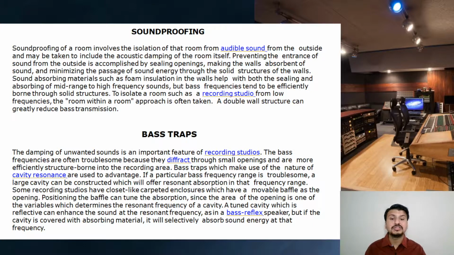If a particular bass frequency range is troublesome, a large cavity can be constructed which will offer resonant absorption in that frequency range. Some recording studios have a closet-like carpeted enclosure which has a movable baffle as the opening. Positioning the baffle can tune the absorption, since the area of the opening is one of the variables which determines the resonant frequency of the cavity. A tuned cavity which is reflective can enhance the sound at the resonant frequency, as in the bass reflex speaker. But if the cavity is covered in absorbing material, it will selectively absorb sound energy at that frequency.